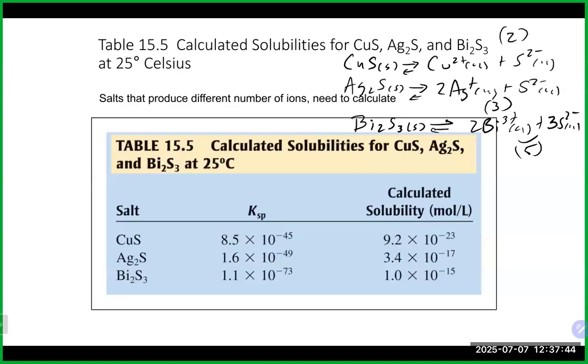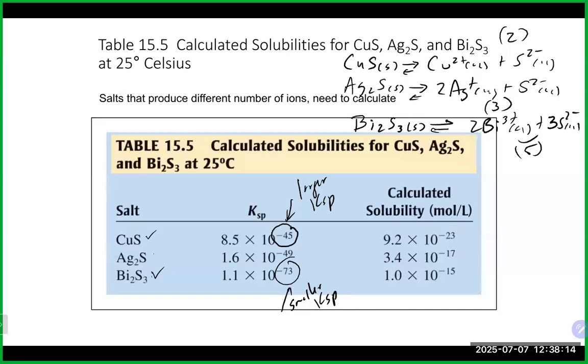As you can see from this table, if we were just strictly looking at the KSP values, we would see that the copper 2 sulfide has the larger KSP value, and obviously our bismuth has the smaller KSP value. So if you went strictly on KSP values in this situation, you would say that copper sulfide is the most soluble and bismuth sulfide would be the least soluble.